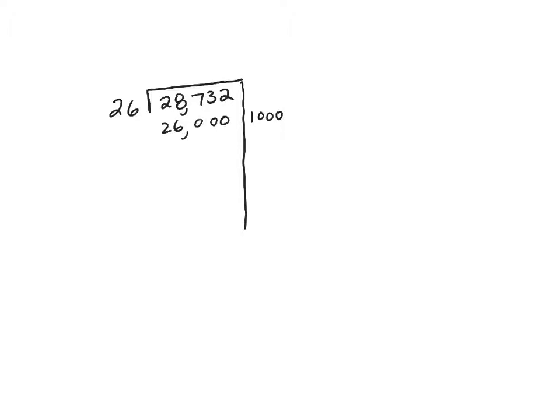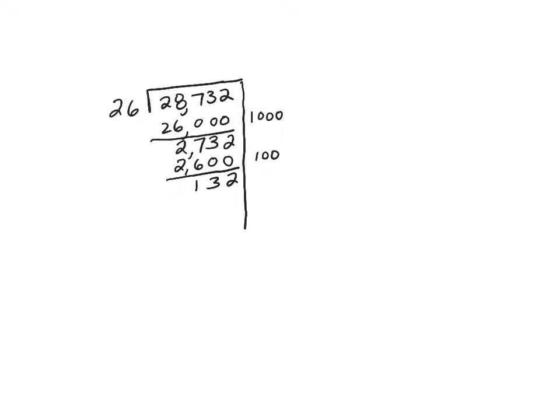So I'm going to put 1,000 things into each one of those groups, and I'm going to take out that 26,000. If I do that and go through and do my subtraction, I get 2,732 items left over. Well, how many can I put into each one of those 26 groups? Well, this would be 100, because 26 times 100 is 2,600. So I'm going to take out that 2,600, and I am going to be left with 132. So I have 132 things that I need to put into 26 different groups.